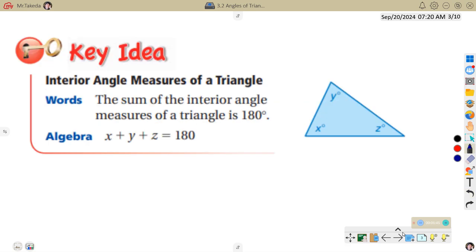And I think this is something that we already know, is that the sum of the measures of the interior angles of a triangle equals 180 degrees. So you can see in the diagram here, they have one angle labeled X, one labeled Y, one labeled Z, and they're telling us that when you add those together, the sum of those 3 angles equals 180 degrees. Now this is something that we can use to answer some questions about triangles. Let's see what we have here as an example.